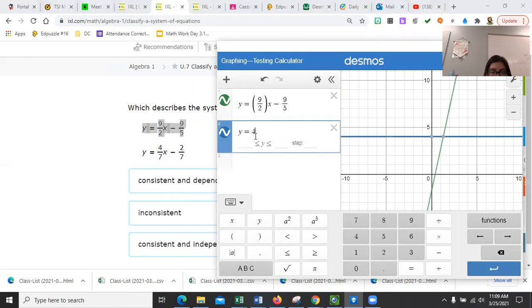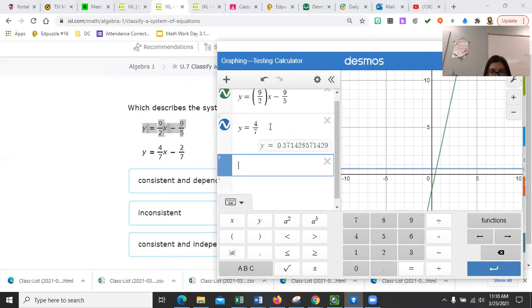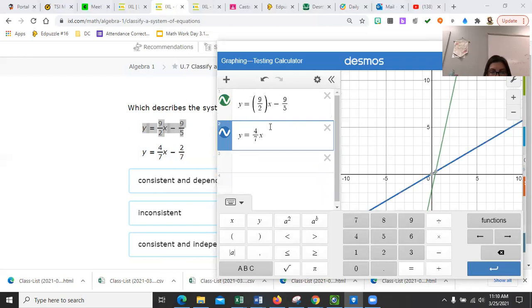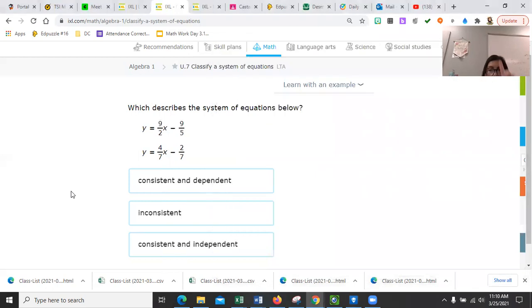Overs divide. I'm using the keyboard over 7. X minus 2 over, I use the slash button to do the over. Okay, right there. And they cross 1 time. So because they cross 1 time, that would be consistent independent.